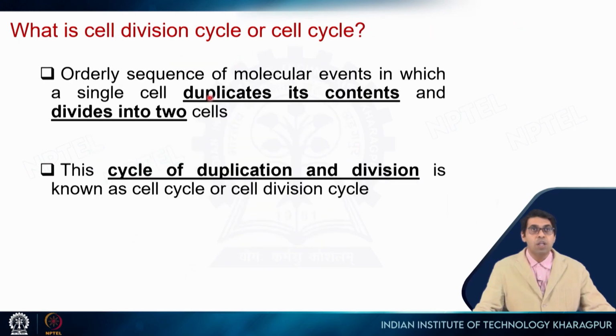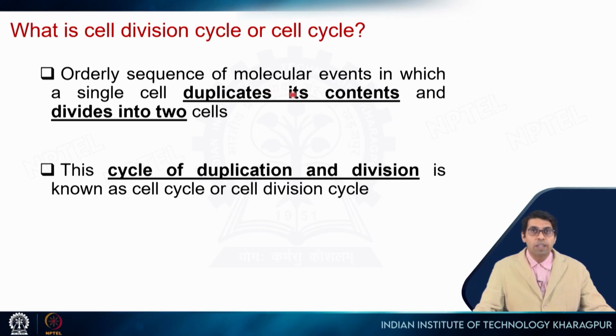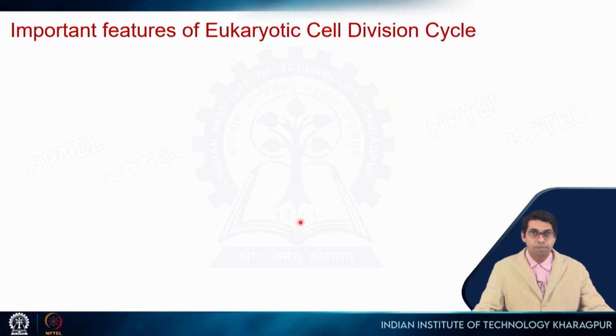Okay. So, what is cell division cycle, or in short, cell cycle? Cell division cycle is an orderly sequence of molecular events in which a single cell duplicates its contents and divides into 2 cells. So, one cell will divide into 2 cells and it has to distribute all its material correctly into the 2 daughter cells. This cycle of duplication and division is known as cell cycle or cell division cycle.